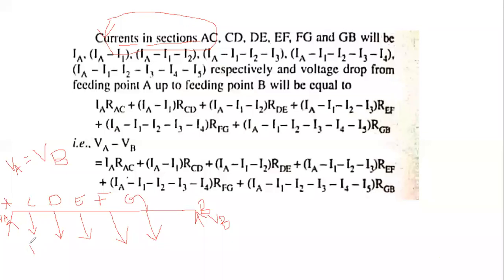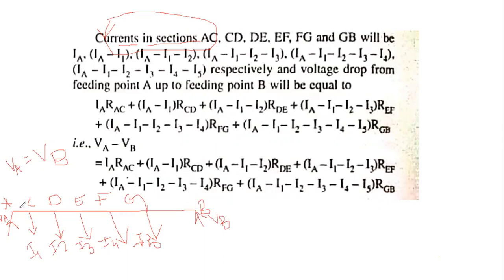The loading points are I1, I2, I3, I4, I5. Various loading points. Okay, what is the current at this IA?